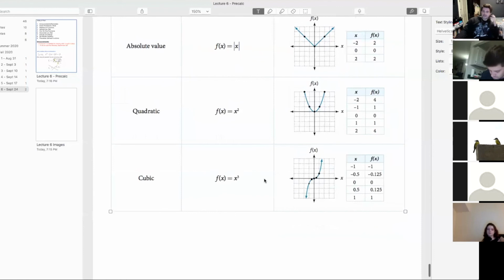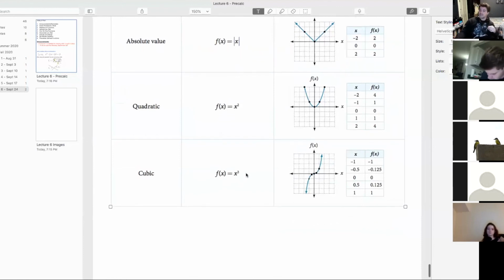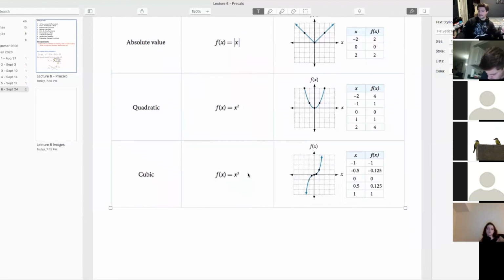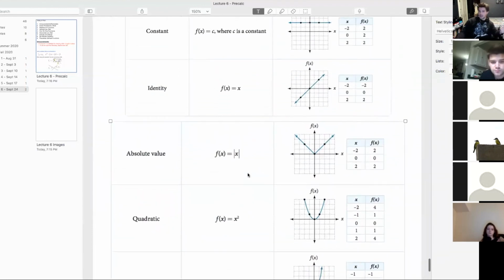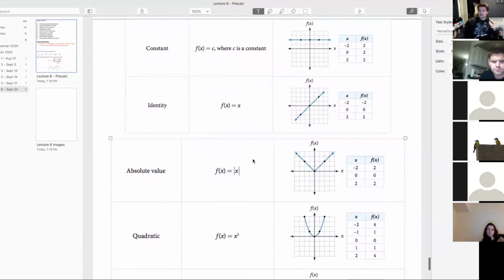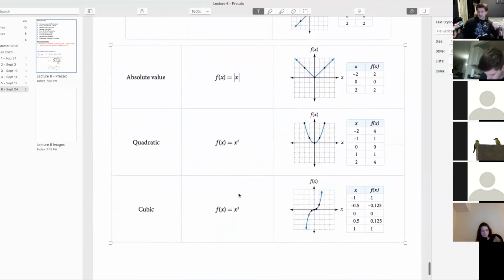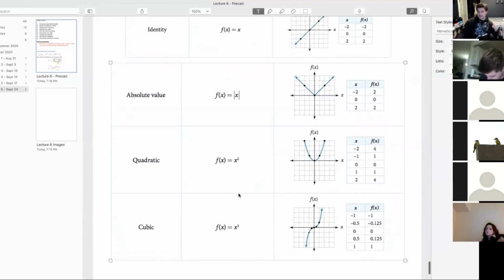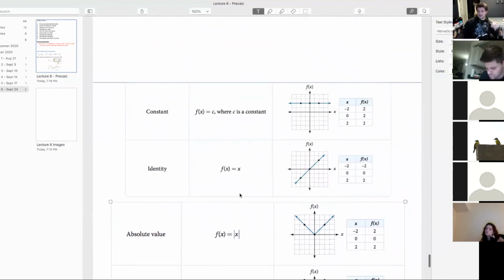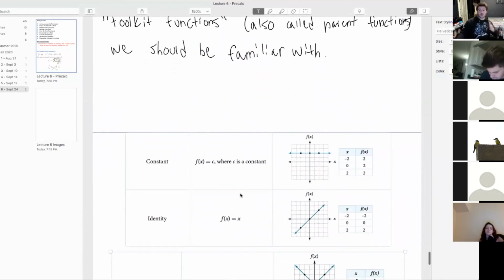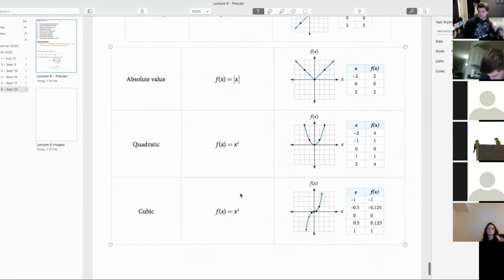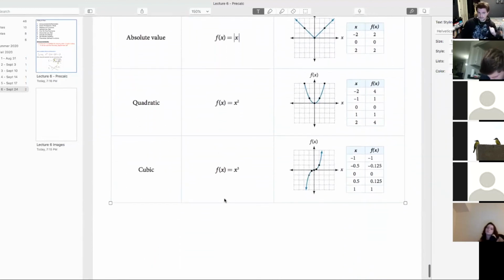And then we have the so-called cubic, which is x cubed, or x to the 3rd power. All right, so we're going to be referencing these functions a lot. So I just wanted to introduce them, okay? And these are the so-called toolkit functions, or also called parent functions. All right, so I hope that's okay.